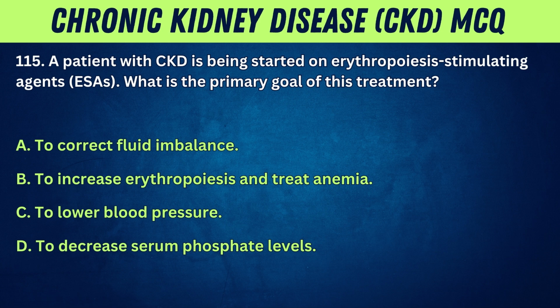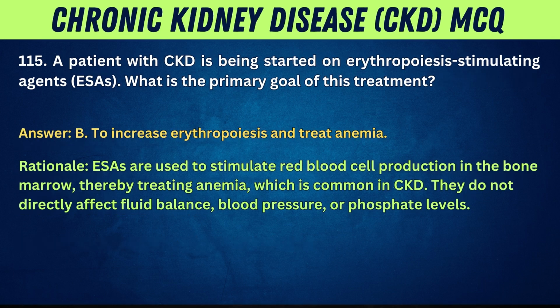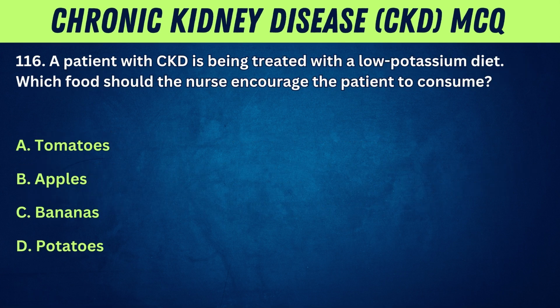115. A patient with CKD is being started on erythropoiesis-stimulating agents, ESAs. What is the primary goal of this treatment? A. To correct fluid imbalance. B. To increase erythropoiesis and treat anemia. C. To lower blood pressure. D. To decrease serum phosphate levels. Answer: B. To increase erythropoiesis and treat anemia. Rationale: ESAs are used to stimulate red blood cell production in the bone marrow, thereby treating anemia, which is common in CKD. They do not directly affect fluid balance, blood pressure, or phosphate levels.